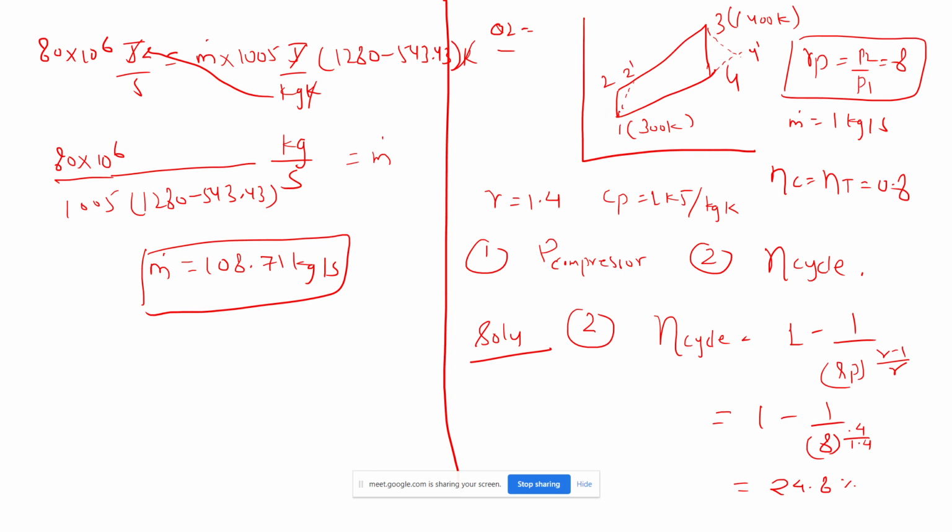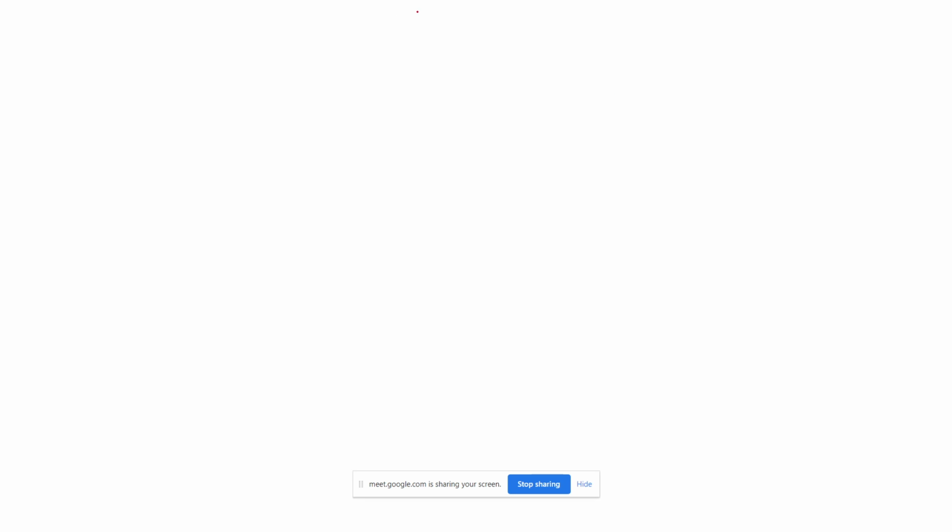So what will be the power consumed by the compressor? H2 minus H1, or H2 dash minus H1? H2 dash minus H1, which is actual H2 minus H1 divided by 0.8. Yes, you are right. So we'll discuss that also, here power we'll discuss.